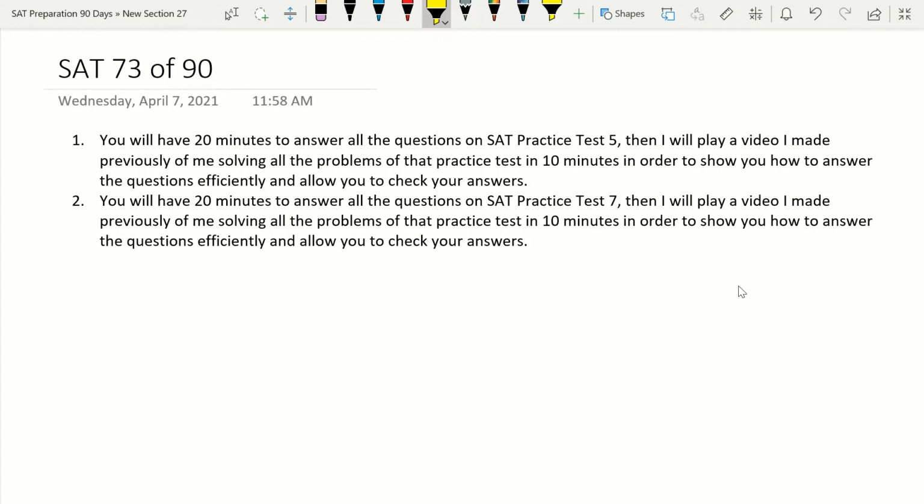So yesterday you took some time to do some personalized SAT math no calculator studying, and today we're going to do some practice with the math no calculator section. So today there's going to be really two big parts. The first part is you're going to have 20 minutes to answer all the questions on the math no calculator section of SAT practice test 5.